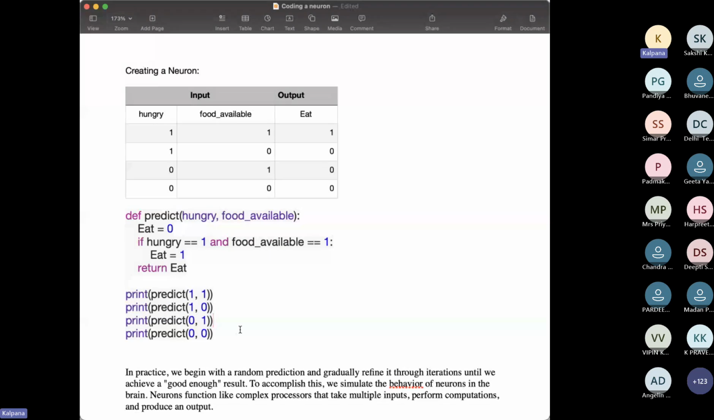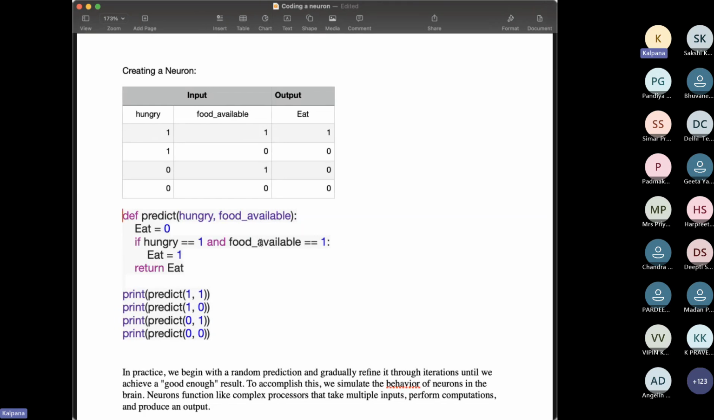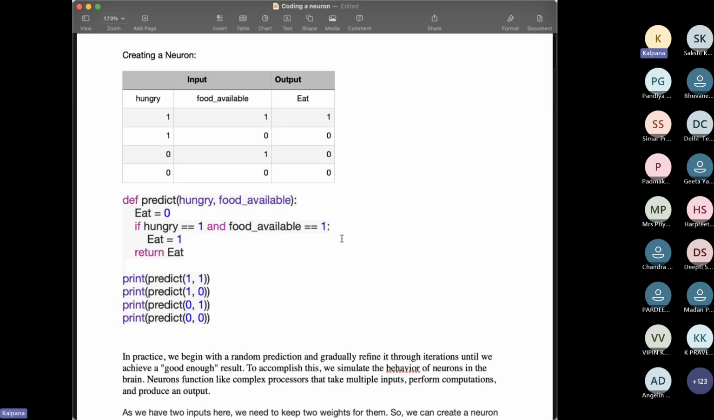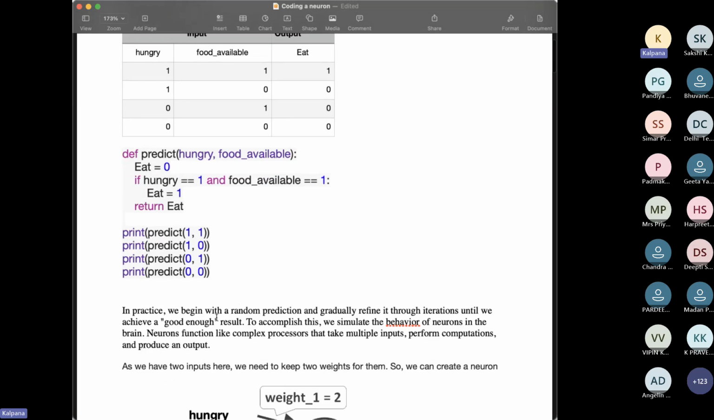Initially, what we have done is, these are the notes which I created for explaining some concepts to some of the MTech candidates. So I'm sharing that with you. Actually we begin with a random prediction. We just simply have a predict function and we are predicting. That's it. We will gradually refine after multiple iterations until we achieve a good enough result. Now, what is a good enough result? You will come to know after some time.